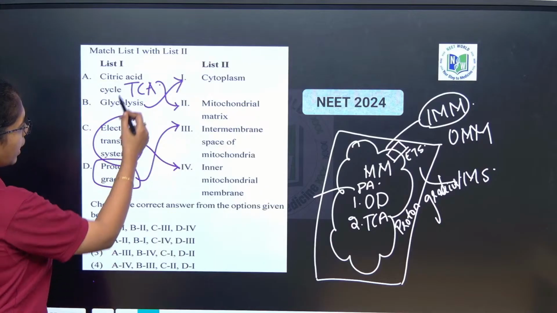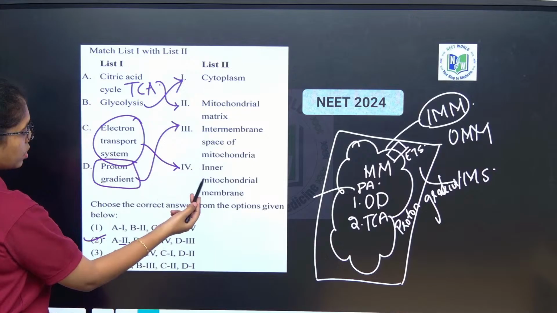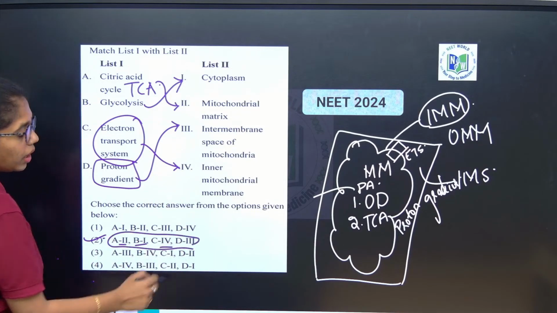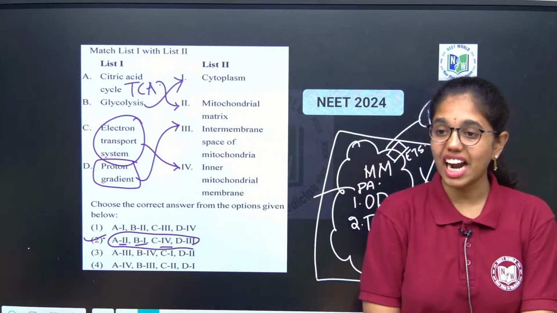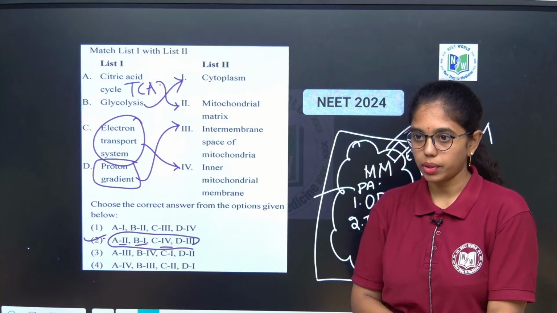A is 2, B is 1, C is 4, D is 3. Option 2 will be the correct answer. Fine, understood, right? So, tomorrow we will start with another chapter, and we will build the foundation of that chapter as well. Fine, thank you.